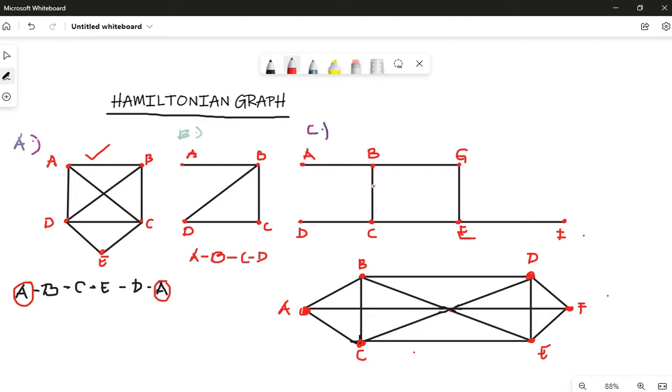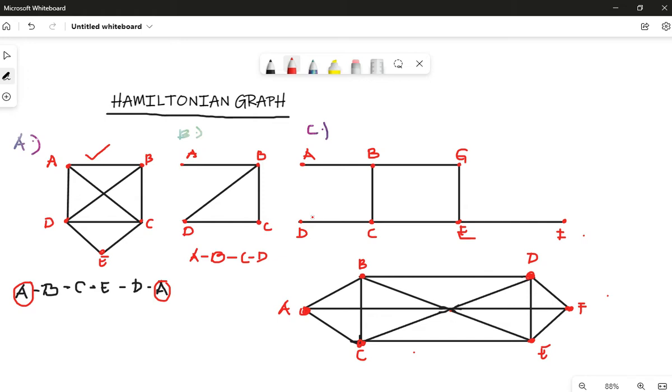Now if I go from A to B to C to E to G, we won't be able to use vertex F and vertex D. That's another path that does not satisfy the condition. Now, if I use B to G to E to F, we'll not be able to use vertices C and D. So we couldn't find a Hamiltonian path in this particular graph.